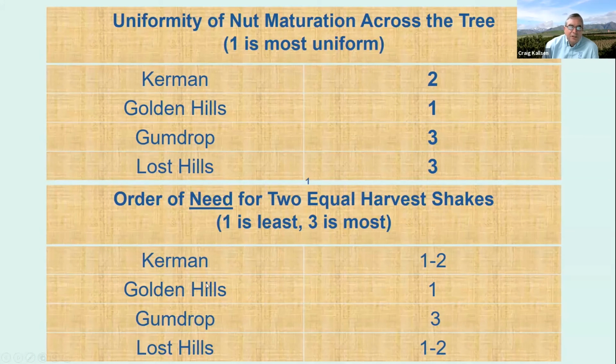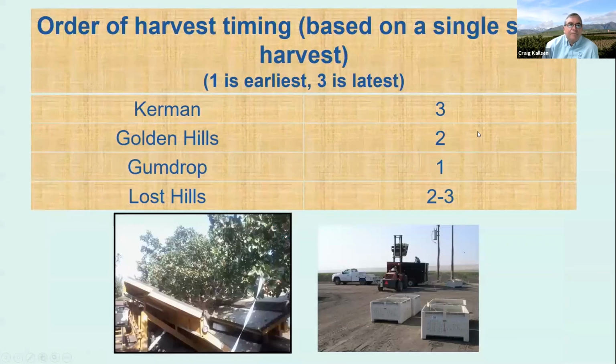And Golden Hills, most of the time you can get all the nuts in 1 shake, unless it's a low chill year or something that messes with the nut maturation. Lost Hills, 1 to 2 depending upon the year, same true of Kerman. Gumdrop usually requires 2 shakes.